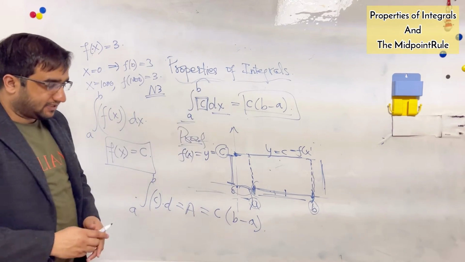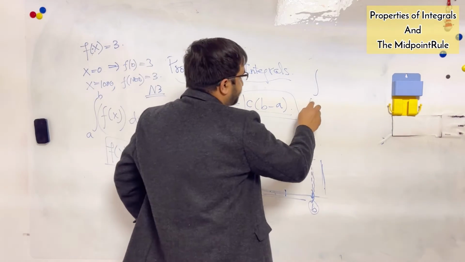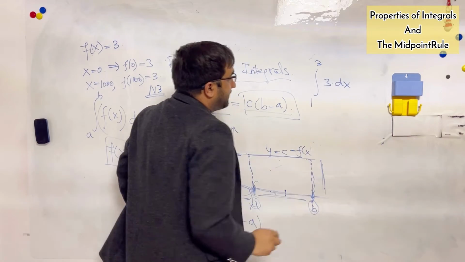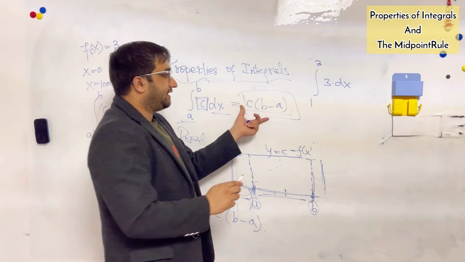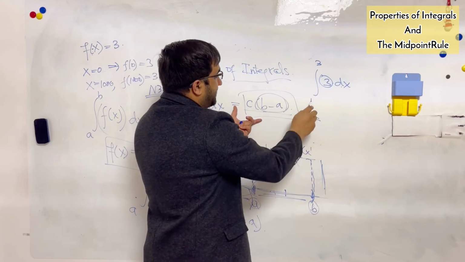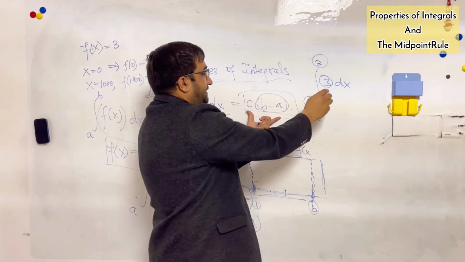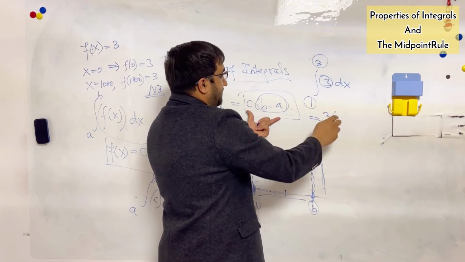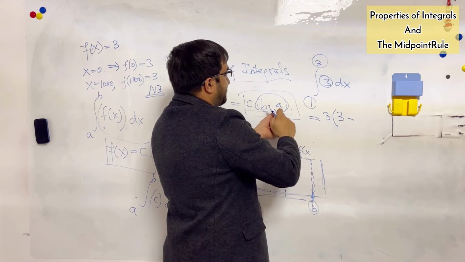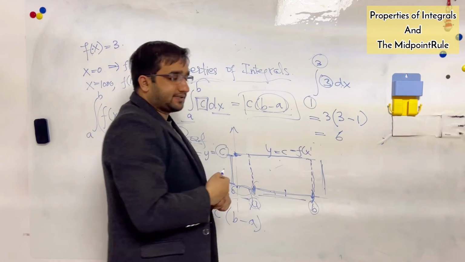You can simply write, for example, if I ask you what is the integral 1 to 3 dx, then you can apply this formula. This is C, this is dx, and you have b and a. This is a, this is b. So you can apply this formula, keep this here, C into the b, which is 3, minus a, which is 1. So the answer is 6.